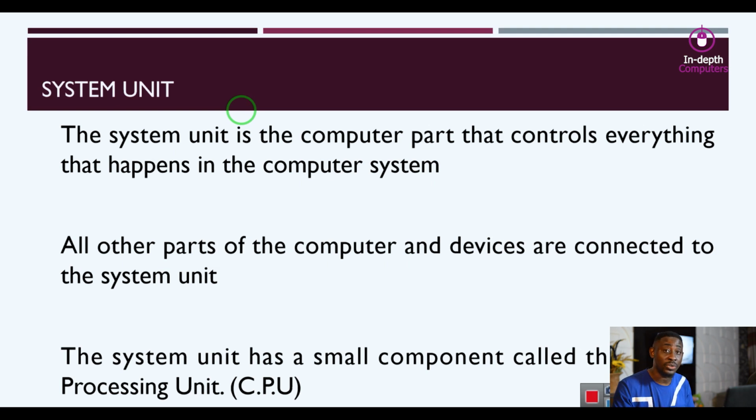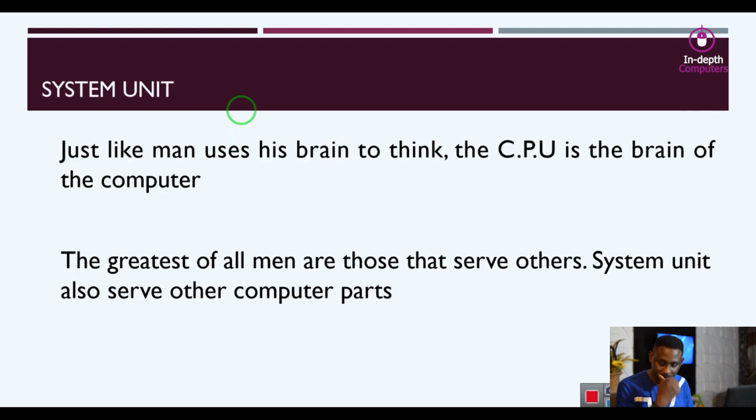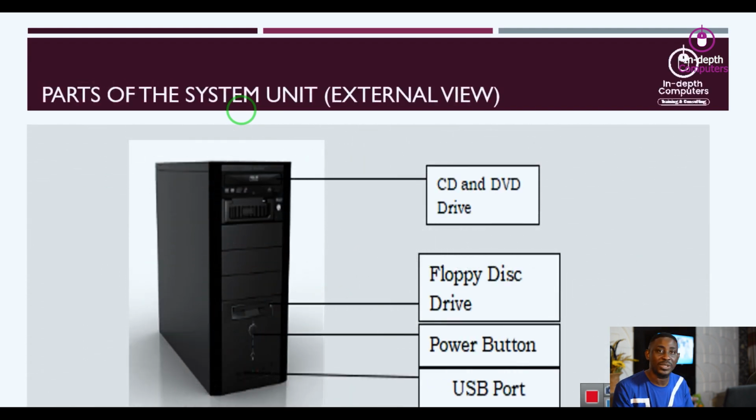The system unit has a small component called the CPU, and the full meaning of CPU is Central Processing Unit. Just as man uses his brain to think, the CPU is the brain of the computer. And don't forget that the full meaning of CPU is Central Processing Unit.